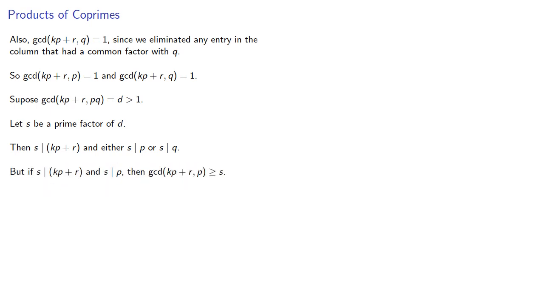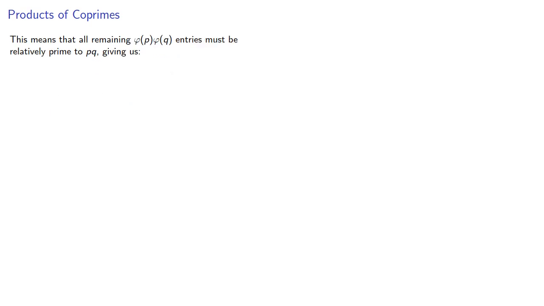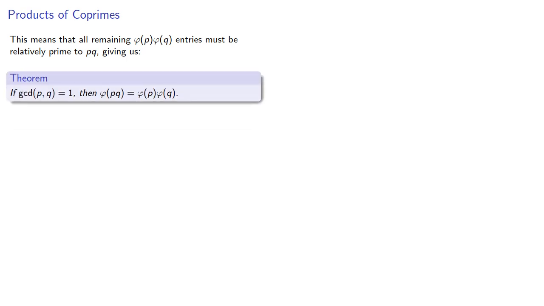But if s divides kp plus r and p, then the greatest common divisor of kp plus r and p is at least s, and we know that's not true. And if s divides kp plus r and q, then the greatest common divisor of kp plus r and q is at least s, and again, that's not true either. And so it follows the greatest common divisor of the number remaining and pq must be 1, and this means that all the remaining entries must be relatively prime to pq, giving us the theorem: if the greatest common divisor of p and q is 1, then phi of the product is the product of the phi values.